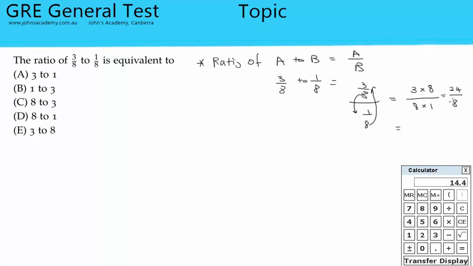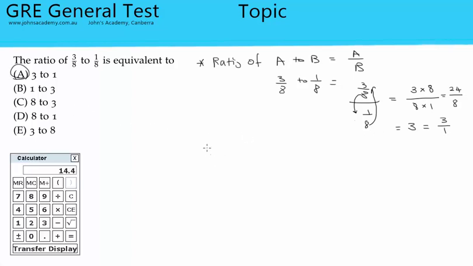Well, that's the same thing as if you actually divide both of them by 8. Of course, 24 on 8 is equal to 3. But 3 is equal to 3 on 1, isn't it right? 3 divided by 1 is 3. So the ratio of 3 on 8 to 1 on 8 is the same as the ratio of 3 to 1, because 3 on 1 is the same as a ratio of 3 to 1. So therefore the answer is A.